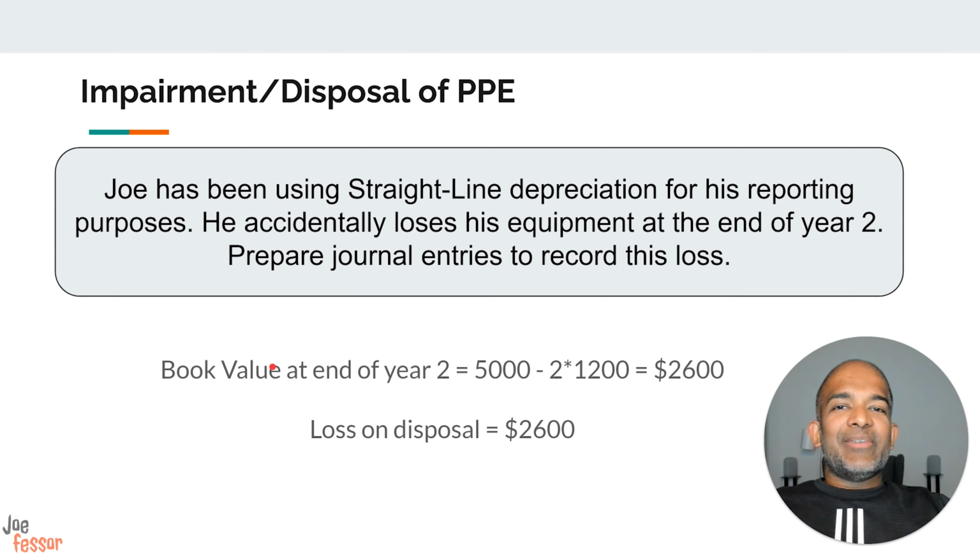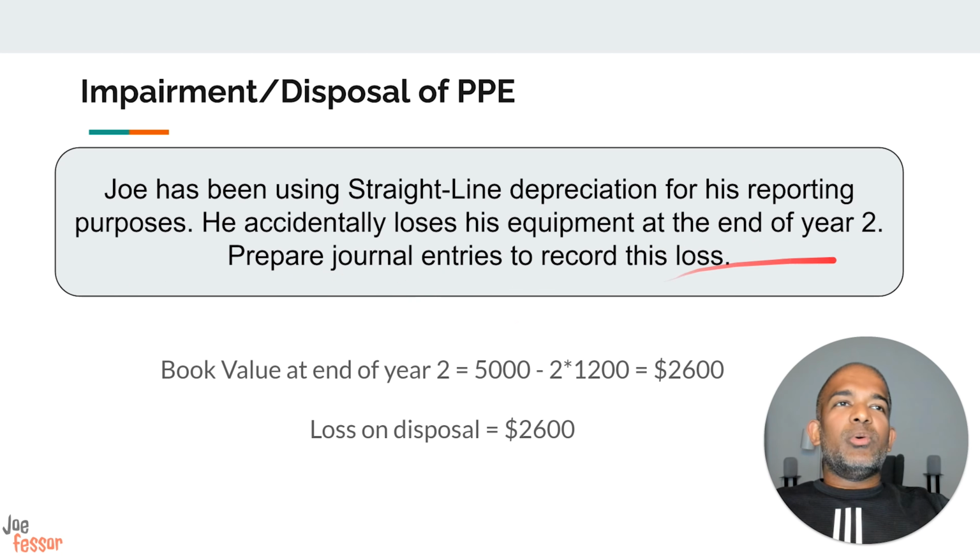Let's look at another specific case where a particular asset might be impaired or might even be lost under certain circumstances. For example, Joe has been using straight line depreciation for his reporting purposes. He accidentally loses his equipment at the end of year 2. Prepare journal entries to record this loss.